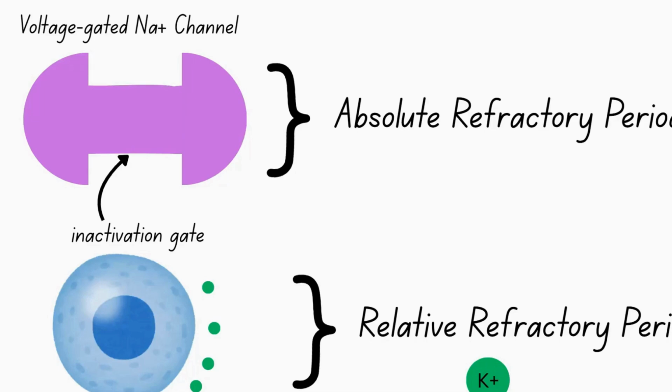And that stops the inside from becoming more positive. If we look at the image from before, the sodium is going to flow to the right, to the next node of Ranvier. But if this gate is closed, it can't open again until another action potential is generated. And that's why it's called the absolute refractory period, because no action potential can be generated when this gate is closed. And it takes a while to open back up.